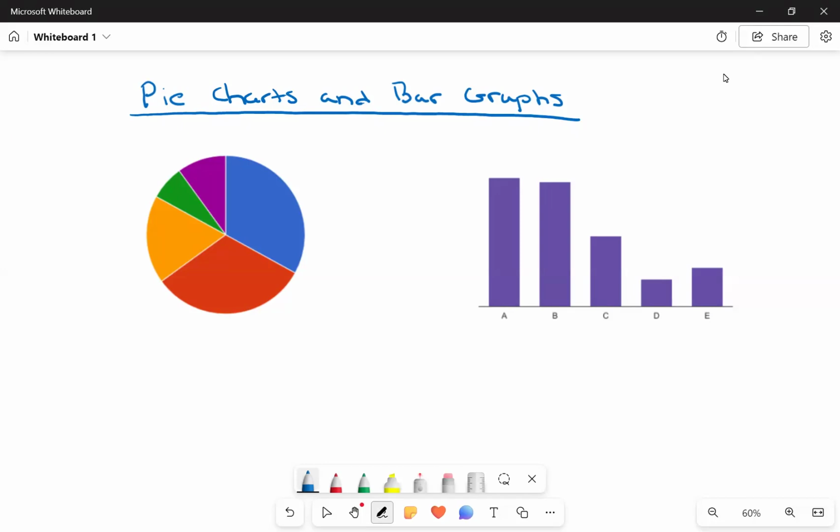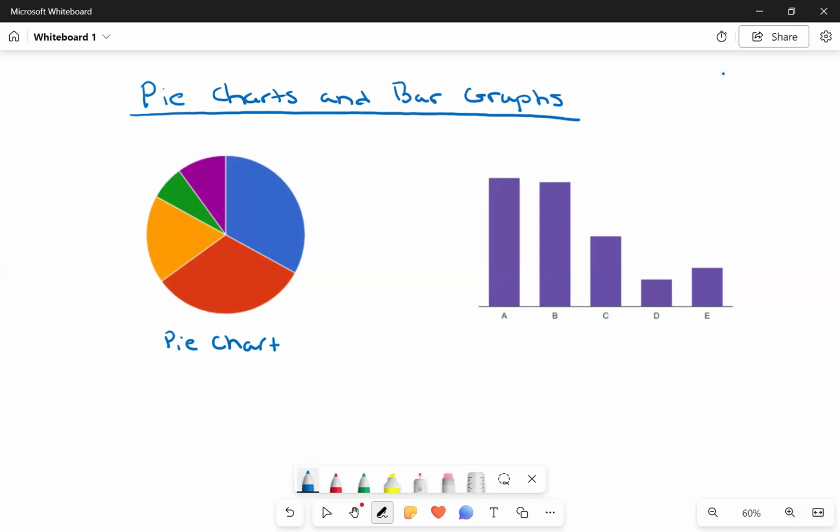There's no real information, but what I might be interested in when I look at this first one, the pie chart, is comparing those wedges or slices, however you want to term that. So which one looks biggest and which one looks smallest? That's what you'd be interested in when you're looking at a pie chart.